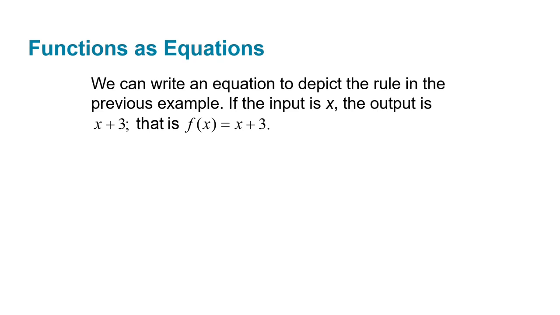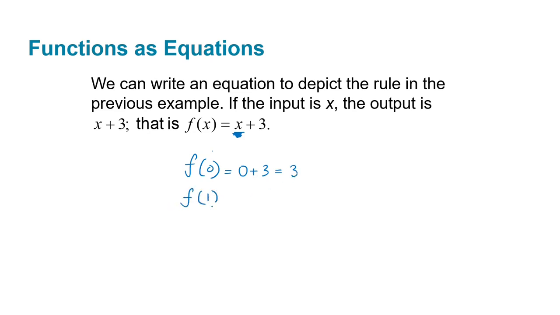We can write an equation to depict the rule in the previous example. If the input is x, the output is x plus 3. That is, in function notation, f of x is equal to x plus 3. What that means is I can write f of 0 in function notation, and that means replace that x with a 0 and add 3 to it. So f of 0 is equal to 3.